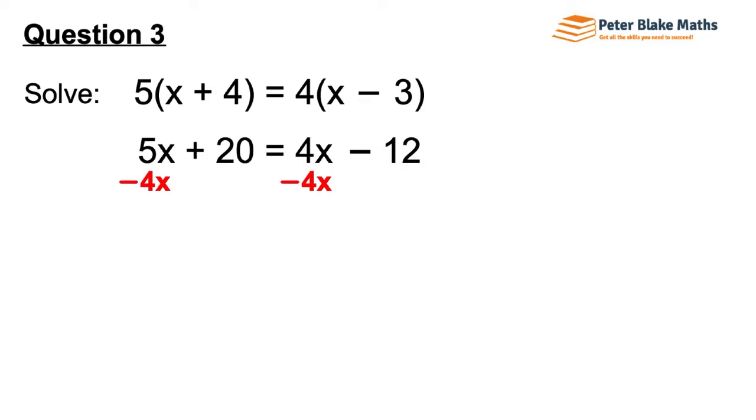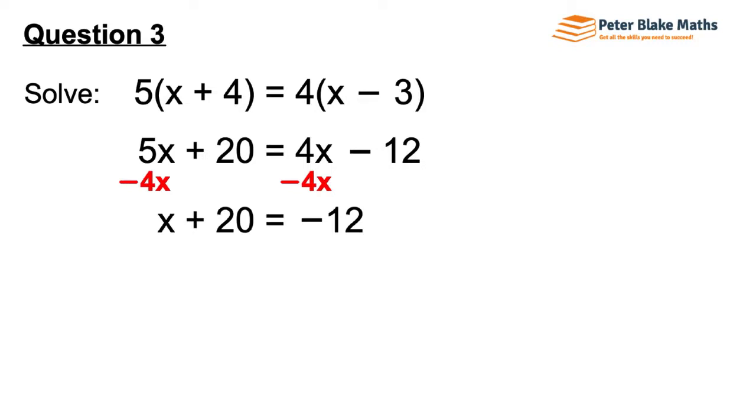So in the first term there, we have 5x minus 4x, leaving us with just x. Plus 20 is still there. And when the 4x and the minus 4x cancel each other out on the right hand side, we'll be left with minus 12. That minus belongs to the 12 and shouldn't be affected by what we're doing to the 4x.